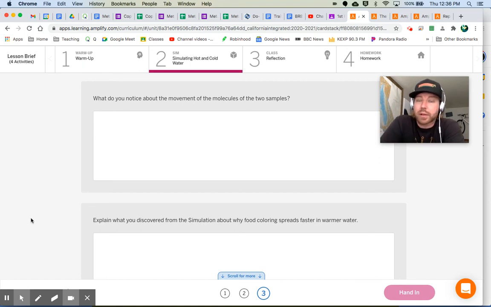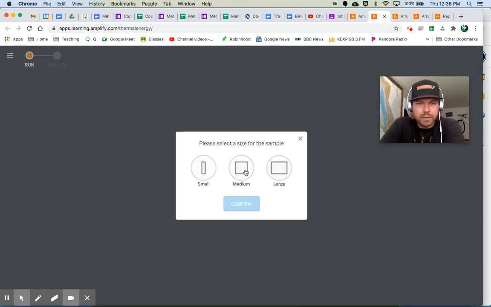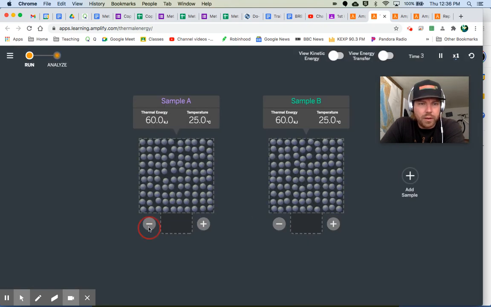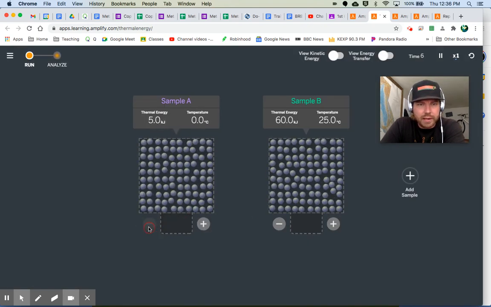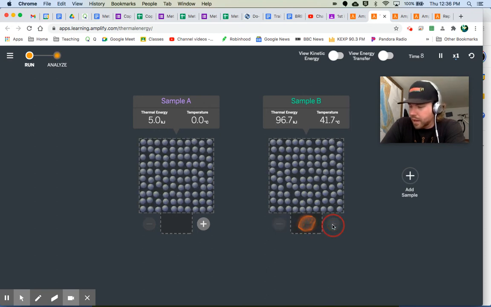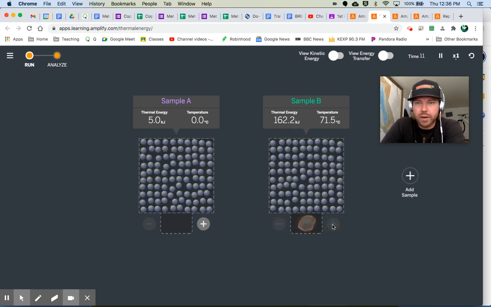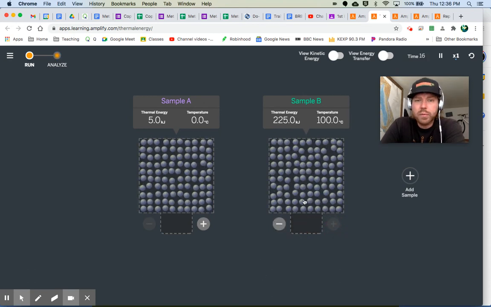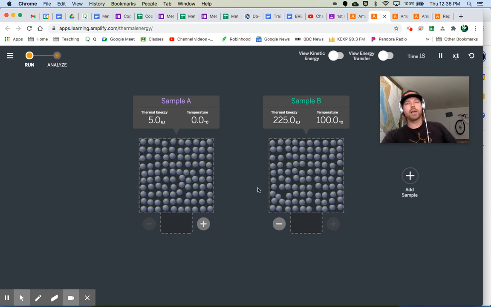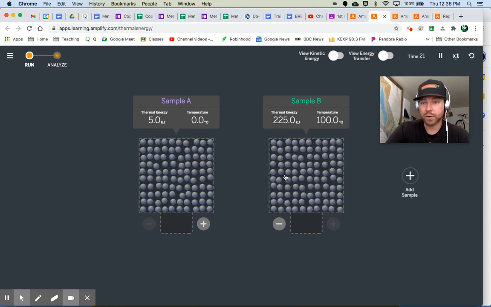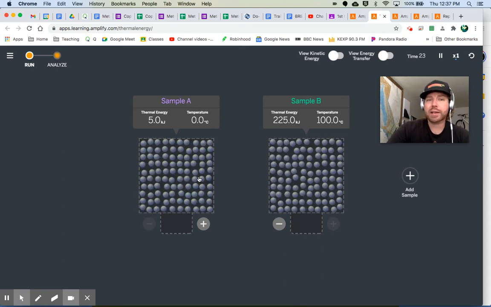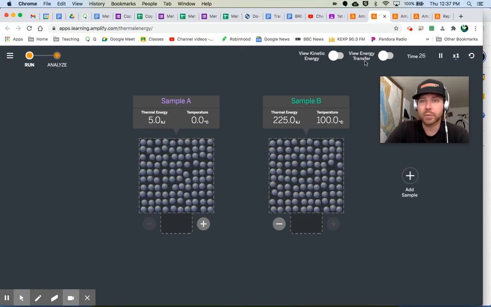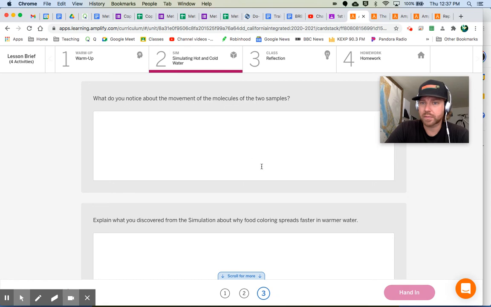What do you notice about the movement of the molecules of the 2 samples? What we should have noticed was, hey, let's go ahead and do it. I'm going to use 2 medium samples right here. I'm going to make one as cold as I can get it. And I'm going to make the other one as hot as I can get it. Ooh, it's taking a while. There we go. So what do you notice about the movement of the molecules? Well, I hope it's clear that the molecules in the warmer sample are moving much faster than the molecules in the cooler sample. And that's something you could just put right there for that response.